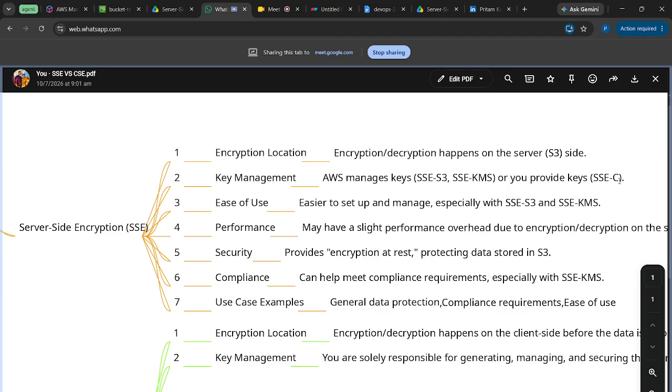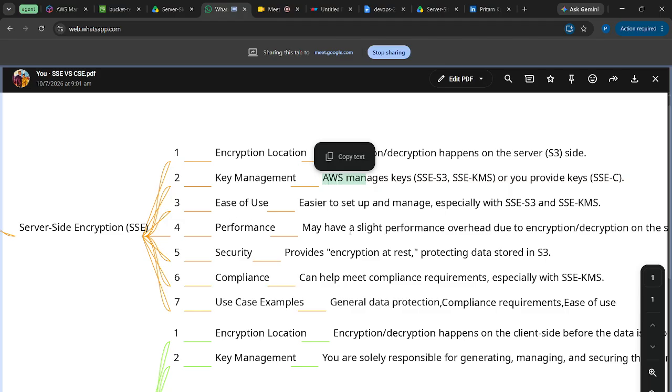Third point is ease of use. Ease of use means easier to set up and manage, especially with SSE-S3 and SSE-KMS. So what basically it is saying is that the AWS-managed keys, which are SSE-S3 and SSE-KMS, are very much easier to manage and set up. You just have to go there and create those things for your use cases.